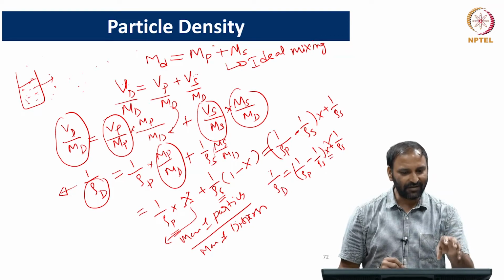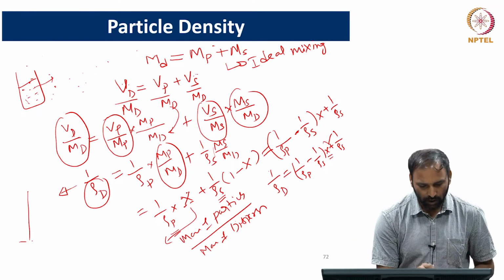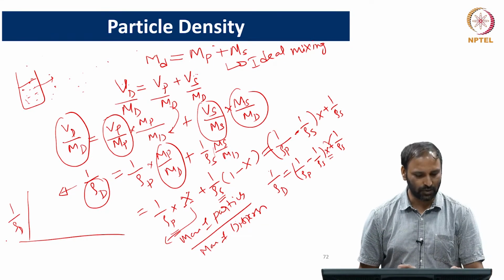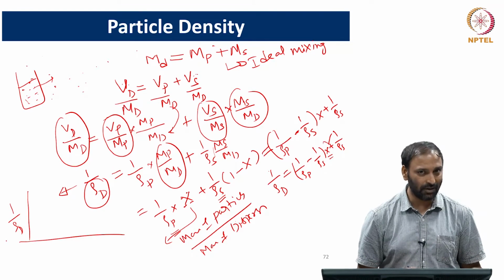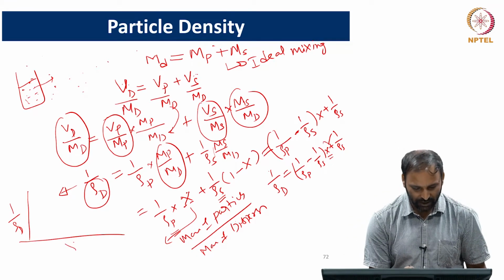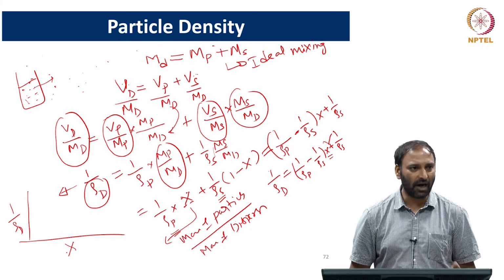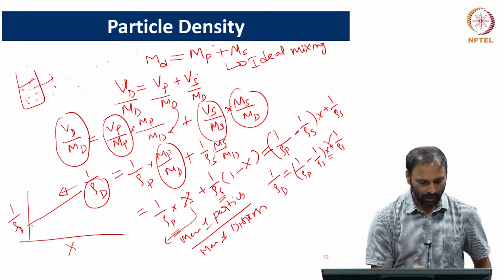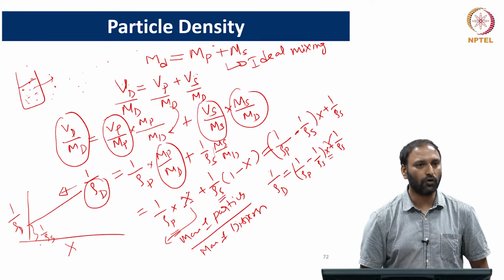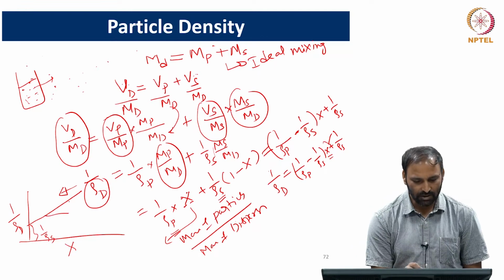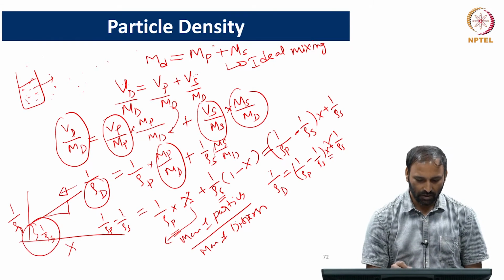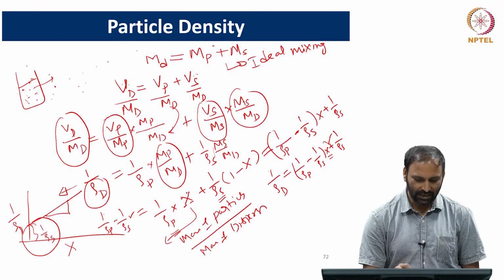Therefore, if I have a series of solutions and a way of measuring the density of the dispersion, that is 1 over rho d, which I can measure using a densitometer, and I plot that as a function of x, the mass fraction of particles in the dispersion, I would get a straight line where the intercept is 1 over rho of s and the slope is 1 over rho p minus 1 over rho s. From the intercept, I know 1 over rho s, and I can actually get 1 over rho p.